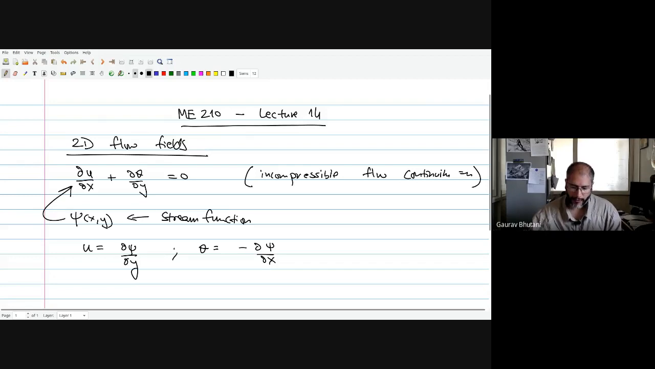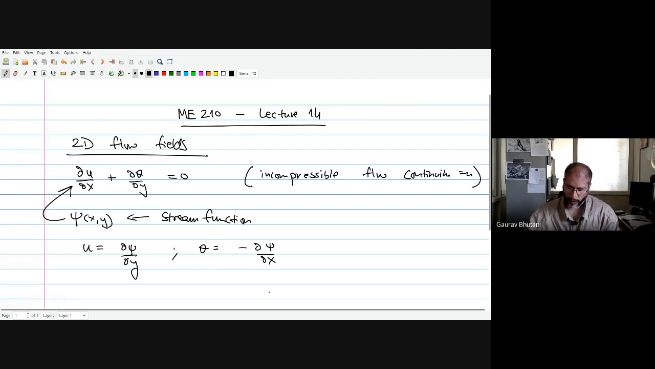If we have this kind of a definition for psi, then you can see that if you substitute this definition for psi in the continuity equation, it's automatically satisfied. So we don't have to work with the continuity equation. We start working with psi. So we get rid of one unknown and we get rid of one equation. That's a very common technique in mathematics.